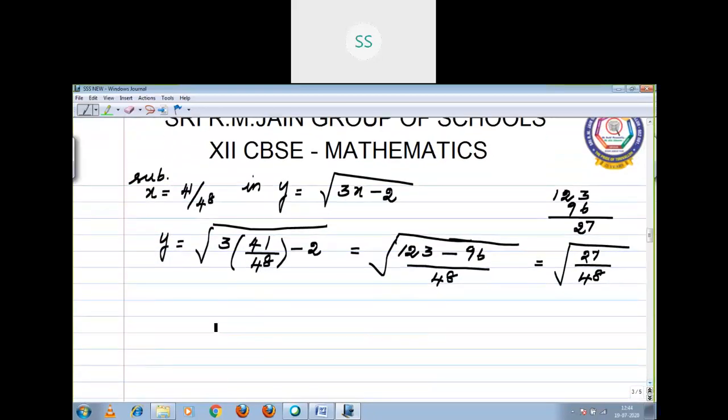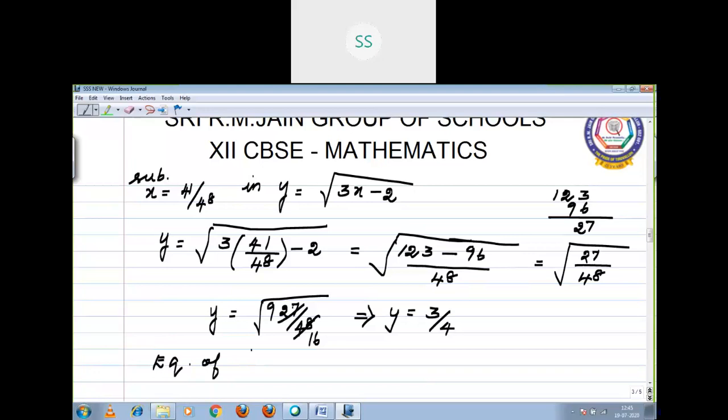Y is equal to root of 27 by 48. You have to cancel 9. Here it becomes 16, which implies y is equal to 3 by 4, right? Now, you know the x value and the y value. You want to find the equation of the tangent.